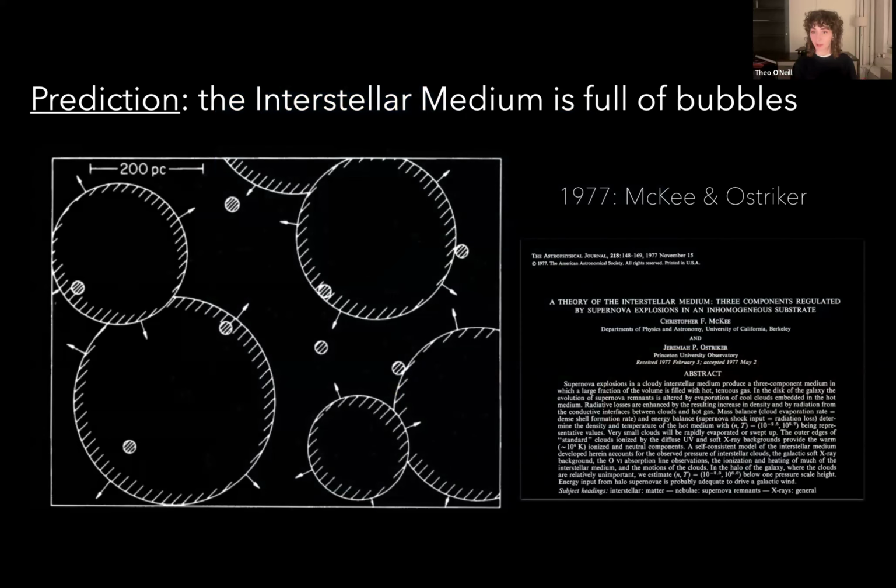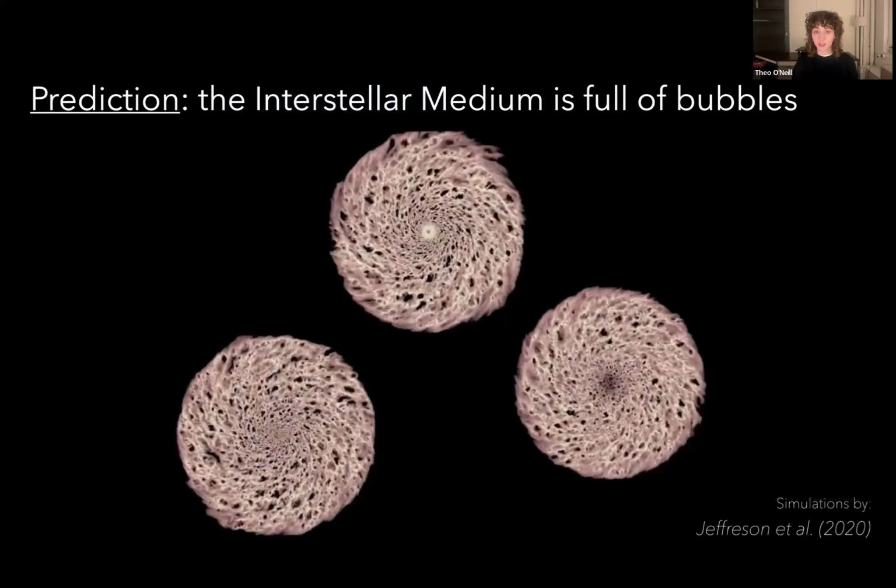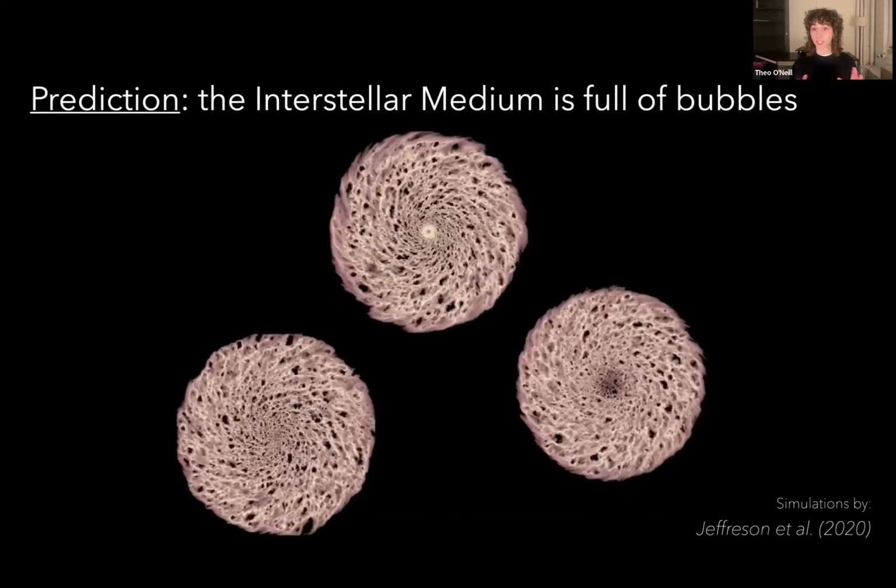Some of the first papers about this were in the 70s. So I'm showing one of them here with a schematic cartoon view of what this sort of bubble-driven interstellar medium might look like. This idea has held up remarkably well over the last 50 years. So starting from theory, I'm showing now here some recent simulations of full galaxies.